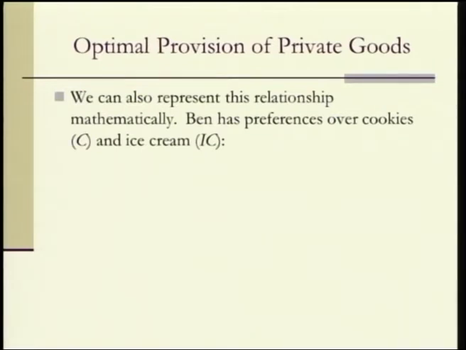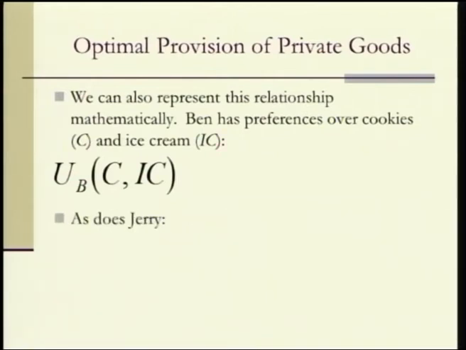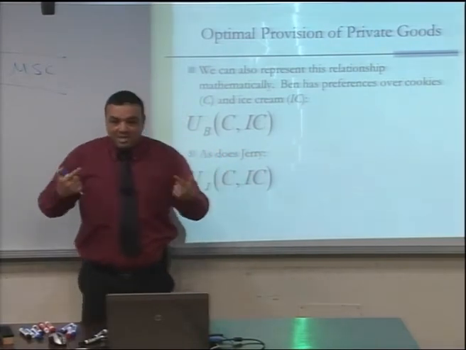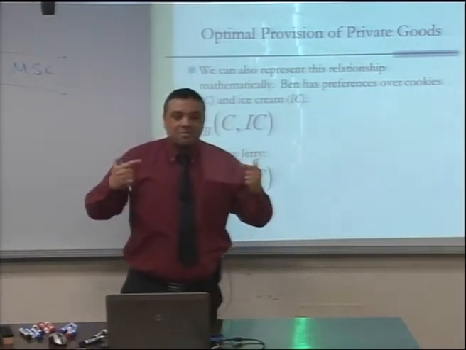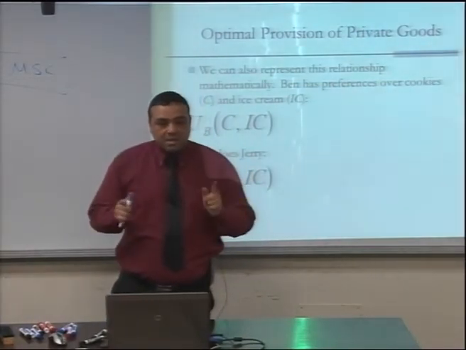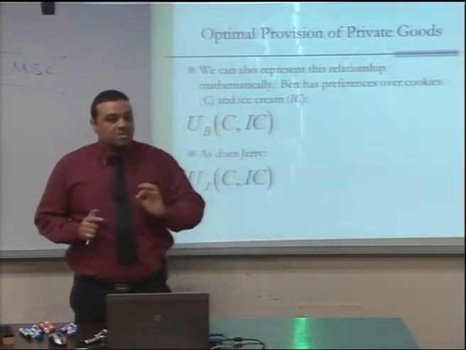We can also represent this relationship mathematically. Ben has preferences over cookies and ice cream. What about the preferences? Do you remember the utility, the total utility, the indifference curve, which means there are preferences to buy different bundles of goods? I will come back to the idea here about the total utility, marginal utility, and the consumer optimality or the consumer equilibrium. How can the consumer maximize his benefits or his satisfaction when he consumes different bundles of goods? Okay, using the marginal utility theory.